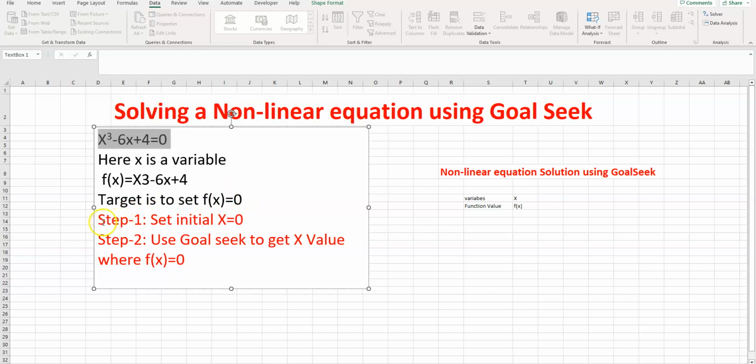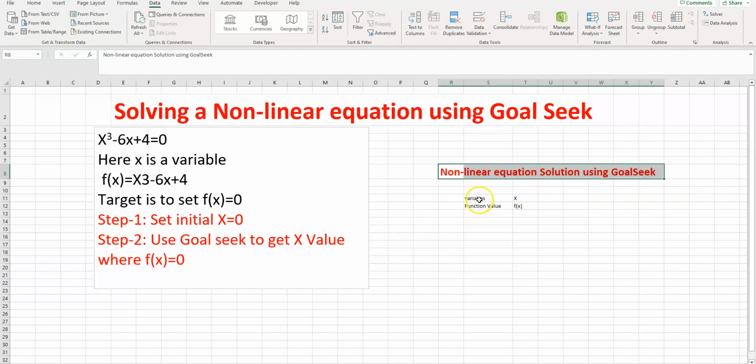Now here we will do it step by step. Step 1, first set the initial x value to 0 and then use goal-seek to get the x value where f(x) is 0. Now how do you solve this problem? So now, nonlinear equation solution using goal-seek. Here the variable is x.